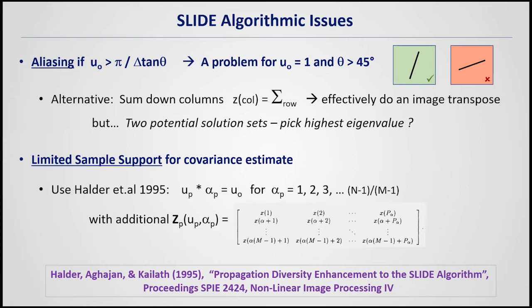The other issue is we're doing a covariance estimate, and in the original paper, there was very limited sample support for generating that covariance estimate. However, there was a follow-on paper published about a year or 2 later that was able to increase the sample support by a factor of 4 to 5 times without destroying the actual signal subspace. And that was quite effective in producing better covariance estimates.